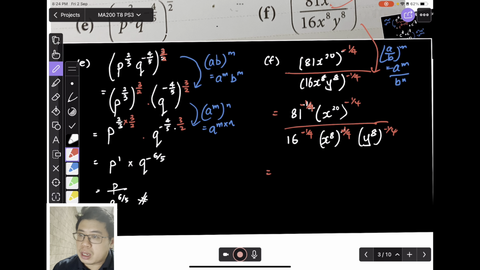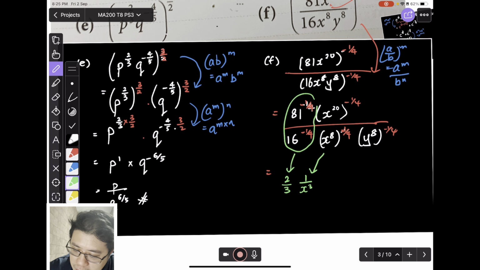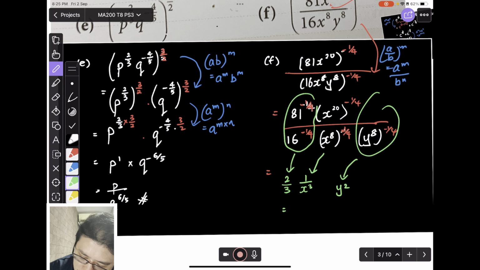Alright, so then with that, you can make use of a calculator to help you. So this portion over here, just use your calculator. You can simplify it down to, I believe, 16 over 81, which simplifies to 2 over 3. And this one, I'll just leave it to you to do. It simplifies to 1 over x cubed. This part simplifies to y squared. So the final answer is 2y squared over 3x cubed. Okay, thank you.